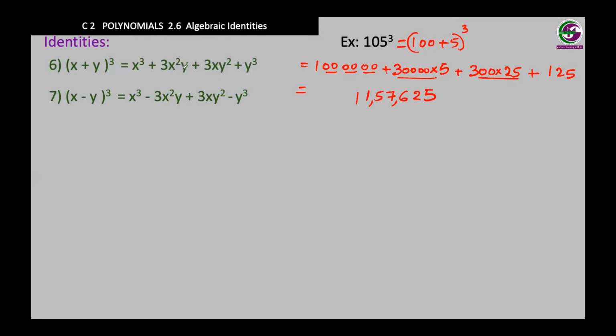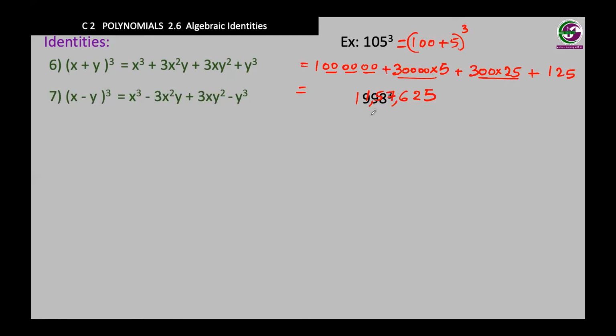Let's see the next identity, the similar one with the negative sign. Once you understand the first one, the second one is very simple. See, plus, minus, plus, minus. Just change the signs alternately, and the terms are the same. Cube of the first term minus 3 times square of the first term times second, plus 3 times first term times square of the second, minus cube of the second. It's easy. Let's see with an example here.